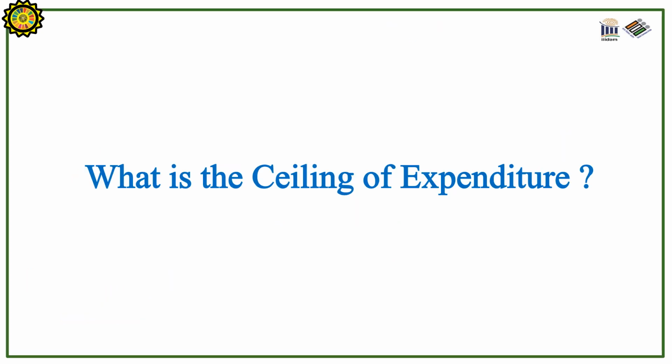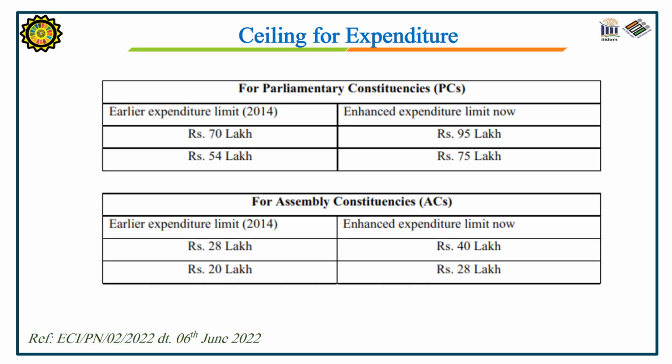What is the ceiling of expenditure? For the parliamentary constituencies, the states having the limit of 70 lakh, now it is raised to 95 lakhs. And for the states having the limit of 54 lakhs, it has been raised to 75 lakhs. Similarly, for the assembly constituencies, the limit is 40 lakh and 28 lakh.